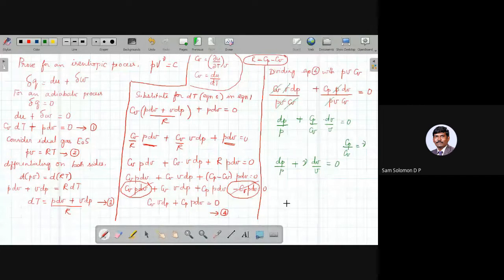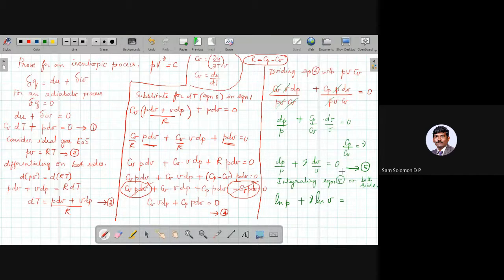Okay, and if I integrate on both sides, let's call this equation number 5, integrating equation 5 on both sides, you will get dP by P is ln P, and gamma is held constant, so this is gamma ln V, and integrating 0 will give you some constant which we can call ln C.